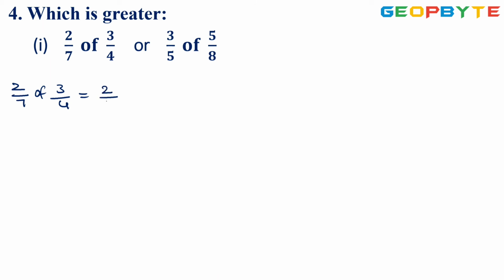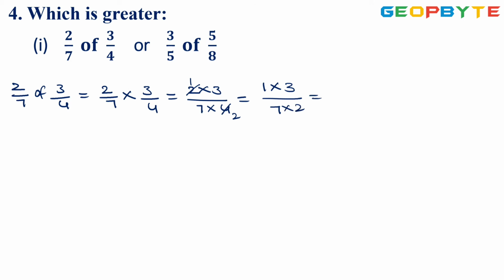So 2/7 into 3/4, which is equal to, by the rule of multiplication of fractions, the product of numerators, that is 2 into 3, by the product of denominators. Denominators is 7 into 4. So here 2 ones are 2, 2 twos are 4, which is equal to 1 into 3 by 7 into 2, which is equal to 1 three is 3 by 7 twos are 14. Let us consider it as equation number 1.